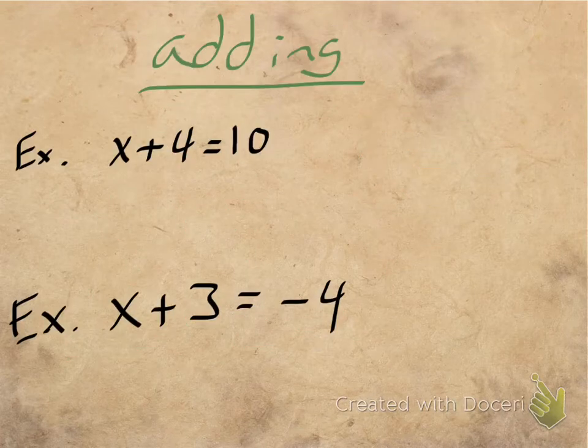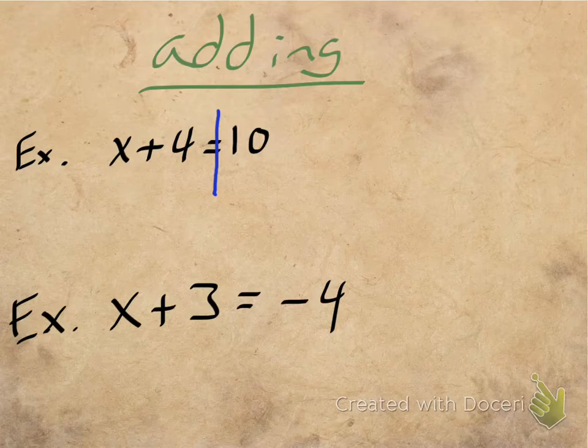Alright, adding. Let's do adding first. Now, these are easy. We all know that the first example is going to be 6. But when you do these for right now, what we're practicing is the method behind it. So you have to show your work. And this is how you show your work. First, you're going to set up a line right through the equal sign. The reason why you do this is because whatever we do to one side of the equal sign, we have to do to the other side of the equal sign.